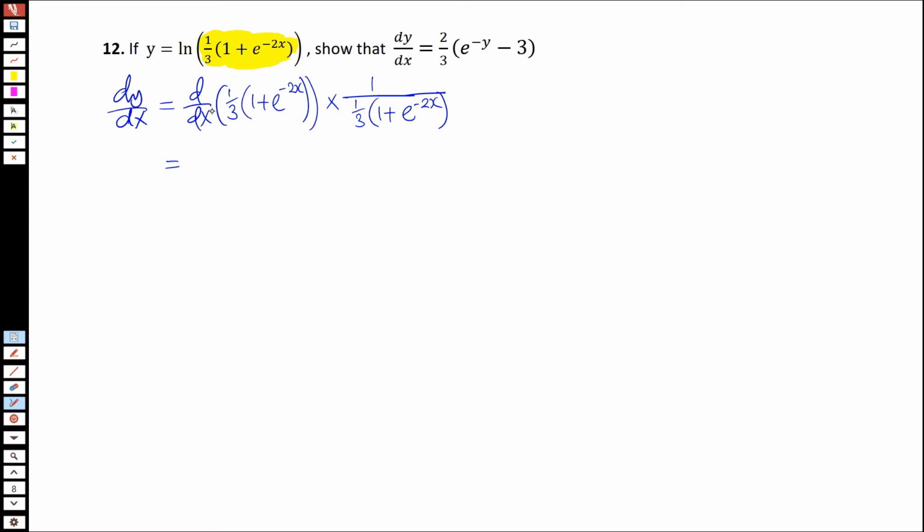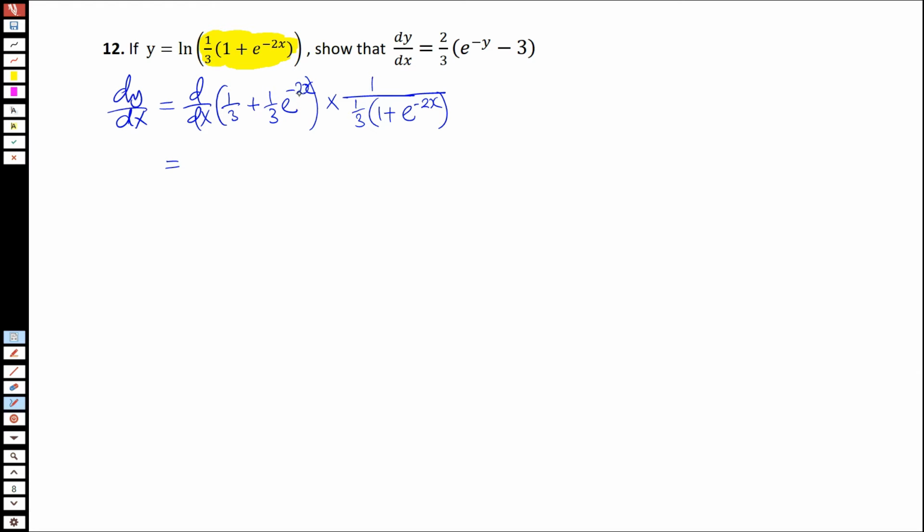So moving on, basically to find the derivative of this portion here, by the way, this part here can be written in a simpler way so that we can easily deal with that derivative. So if you expand the inside part by multiplying by a third, this will be written as a third plus a third e to the power negative 2x. That way we can just differentiate term by term. So the derivative of a third is just 0.